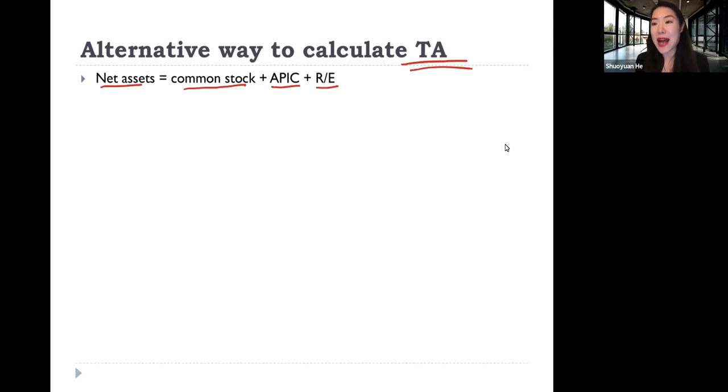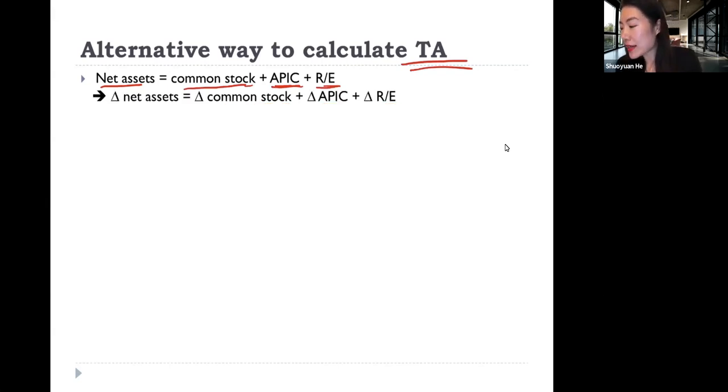Net asset is basically asset minus liability. And what is asset minus liability? That is our shareholders' equity account. And what is the shareholders' equity account made up of? It is made up of our common stock, additional paid-in capital, and retained earning. So this is the basic balance sheet equation.